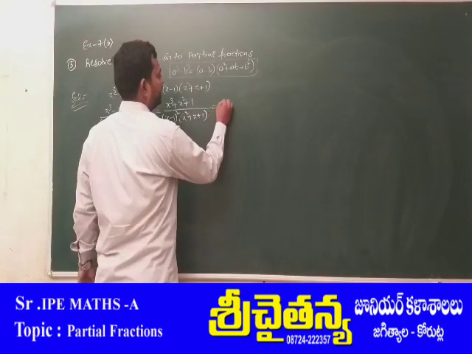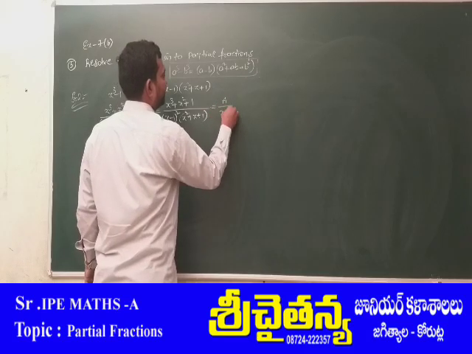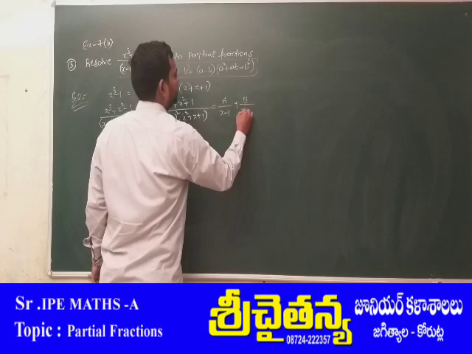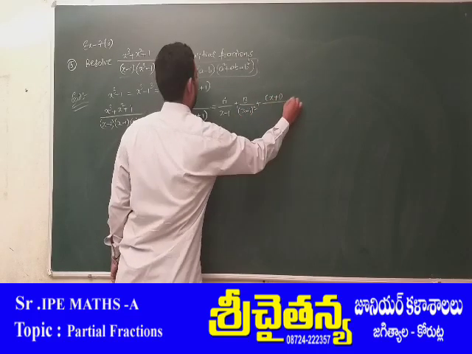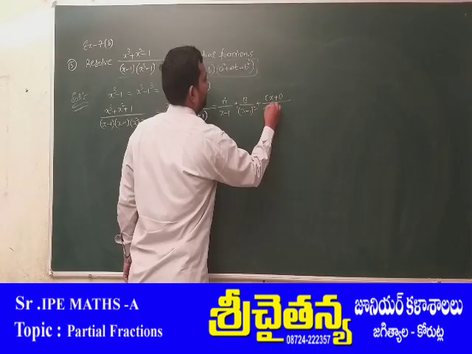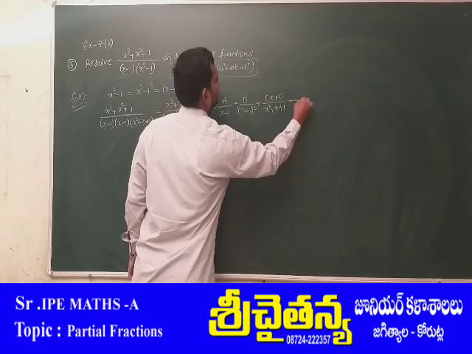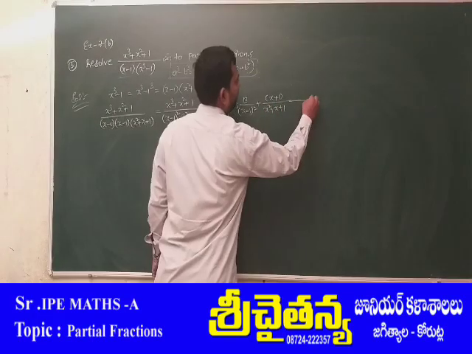So how should we write it here? A by x minus 1 plus b by x minus 1 whole square plus cx plus d by x square plus x plus 1. So this is equation number 1.